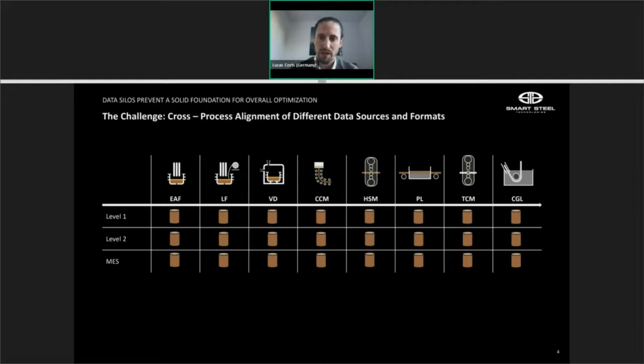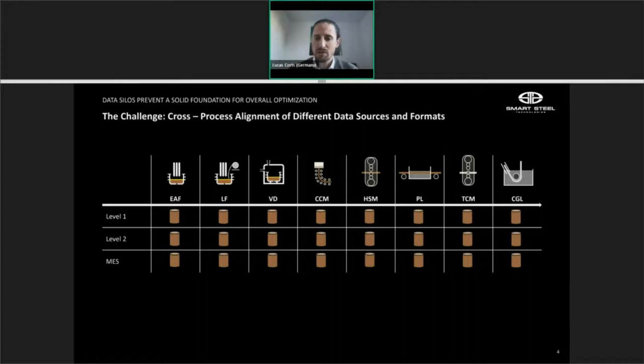You can't really optimize a continuous casting machine if you don't have the connected data from upstream and downstream. Since this is a process that is continuously flowing, we need to combine the different data sources and combine quality and processing data. So this is the challenge we're facing.